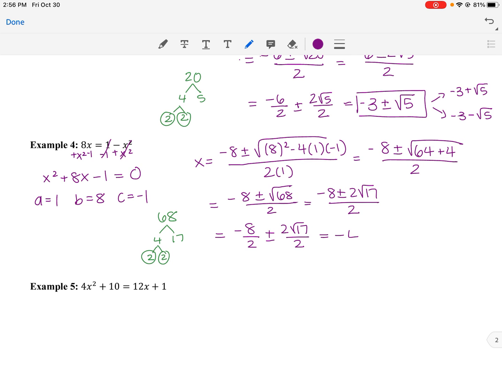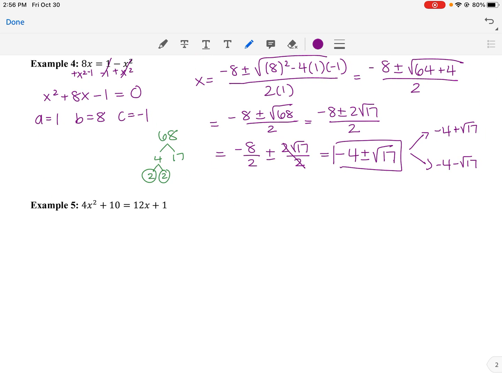So -8 divided by 2 is -4 plus or minus, the 2's cancel out, right? I'm left with the square root of 17. So this has 2 separate answers: -4 plus or minus the square root of 17. -4 plus the square root of 17, right? And then the second one is -4 minus the square root of 17.